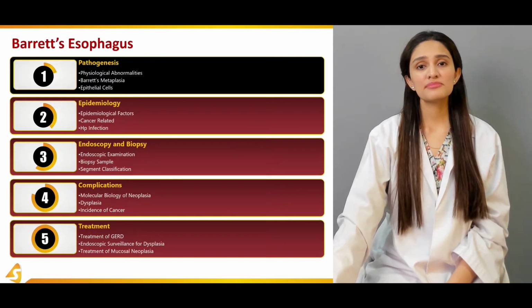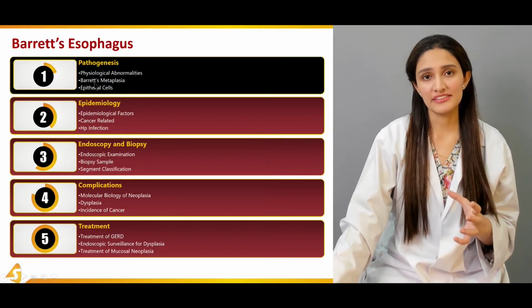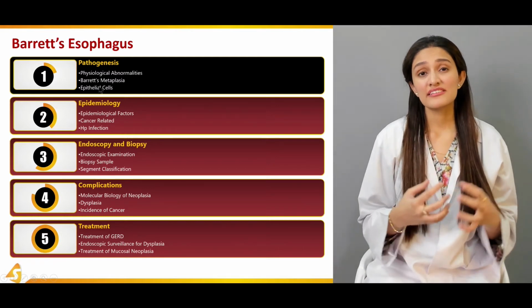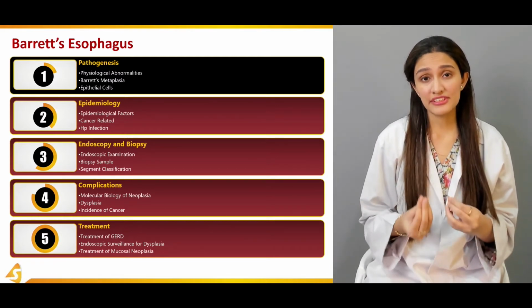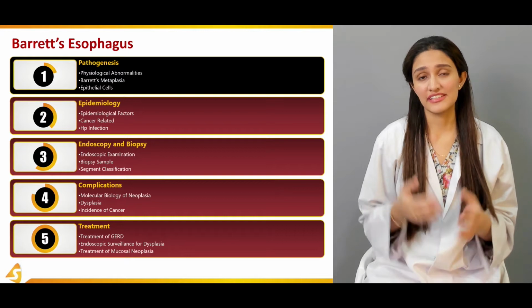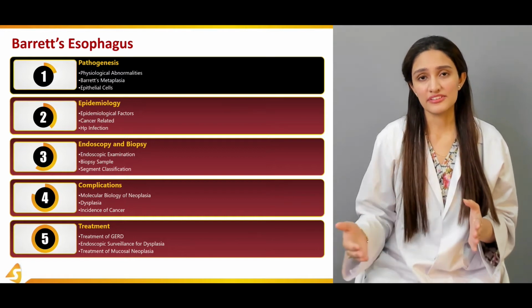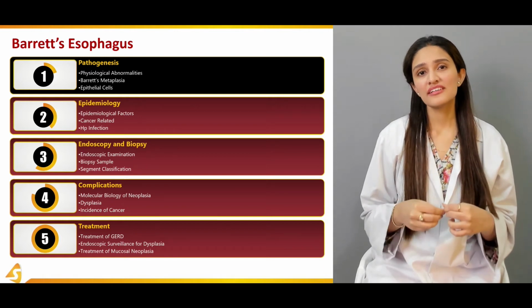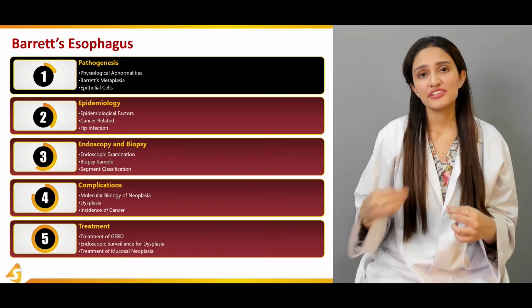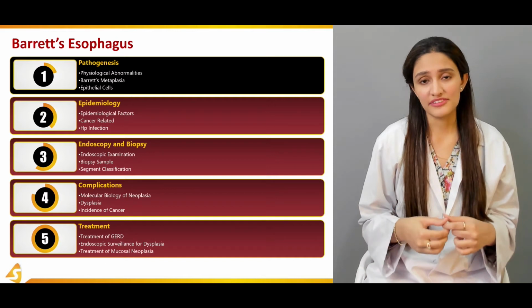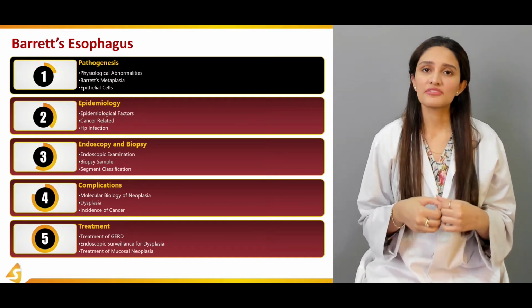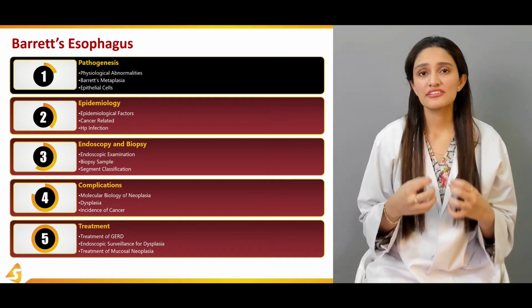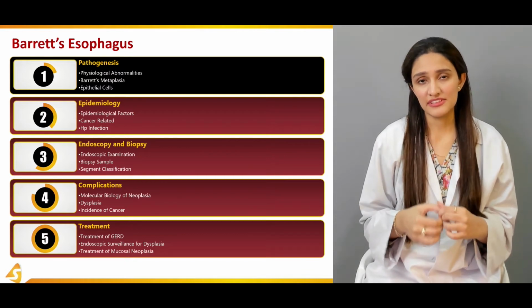In this section, we'd be studying the physiological abnormalities that help in increasing the severity of the gastroesophageal reflux disease, and then ultimately causing Barrett's esophagus. And then what is Barrett's metaplasia? How can one cell type change into another cell type within the esophagus? And then what is the role of epithelial cells? How do they resist the acid reflux within the esophagus?